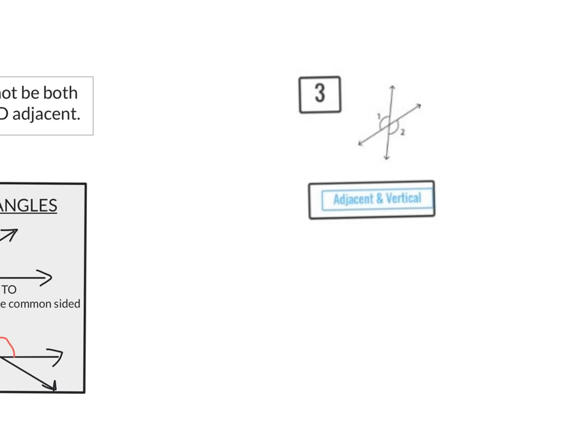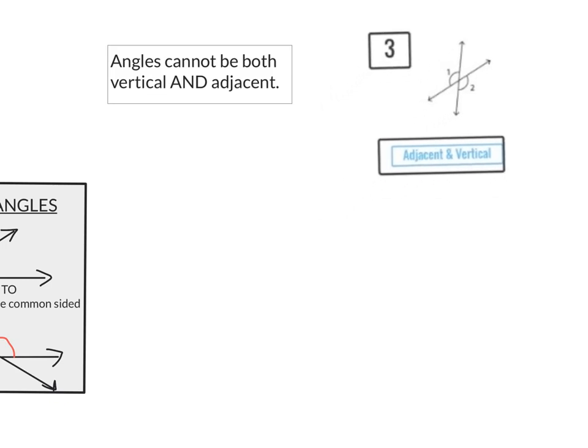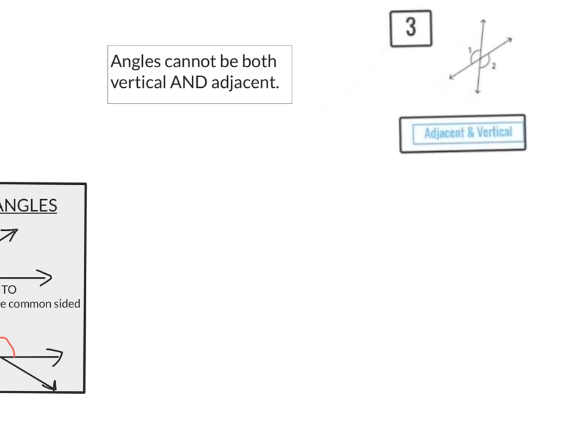The first thing I want to do is take a look at a very good mistake that I saw happening and tried to clear up, but we still don't quite have it. And that is this question. You were asked to label these two angles, angle 1 and 2, and we still had a lot of people that said they were adjacent and vertical. And I want to clear this up because it is not possible for angles to be both vertical and adjacent. They cannot be both vertical and adjacent. And let me show you some examples to clear that up.